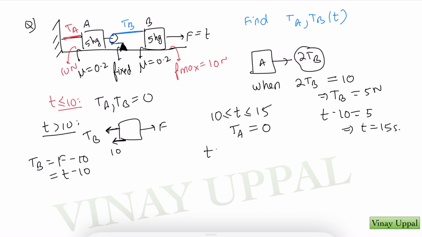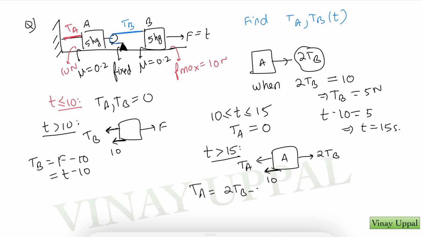And what about after 15 seconds? After 15 seconds, now I have 2 TB and I have the tension TA and I have friction 10 newtons. So TA will simply be 2 TB minus 10. What is TB? t minus 10 in terms of time. So this will be 2t minus 30. So that's how tension in A and B will be generated. So that's the end of this chapter.